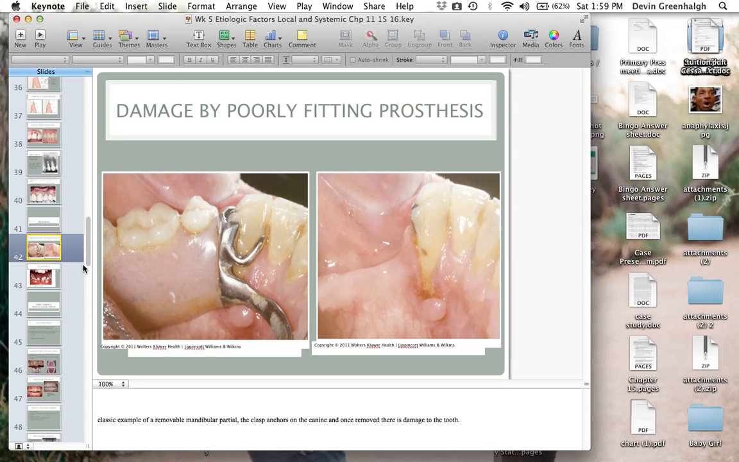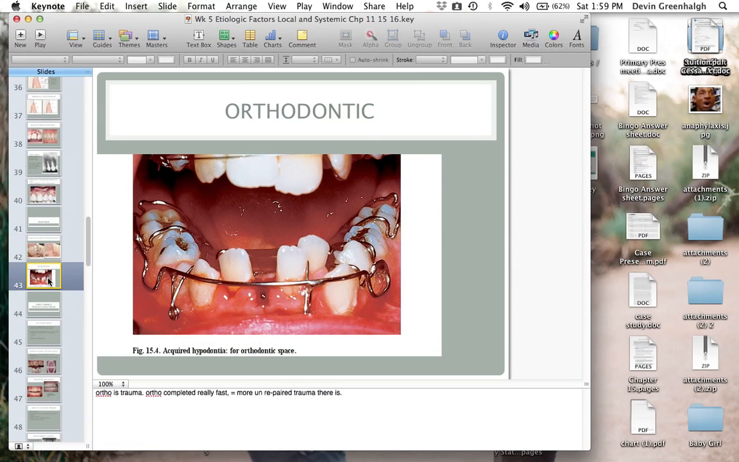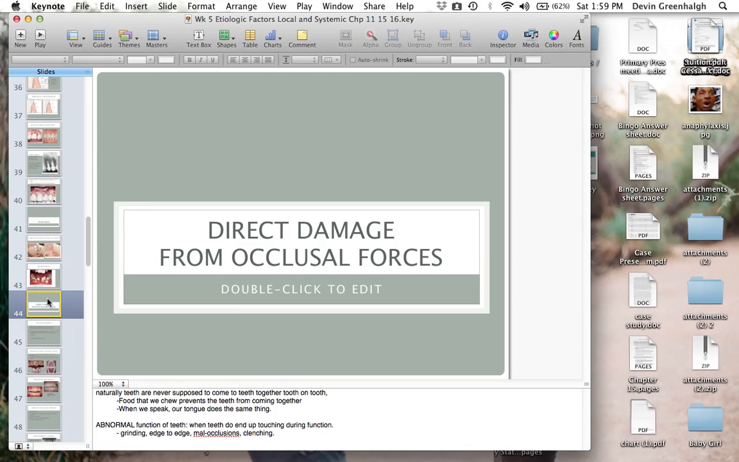Here's an example of a removable mandibular partial where the clasps are anchored to the canine and they are damaging the tooth. Orthodontic wires are traumatic. Ortho causes trauma to the periodontium because you're moving bone, and if you're moving bone too fast for it to keep up with repairing itself, it causes permanent damage.